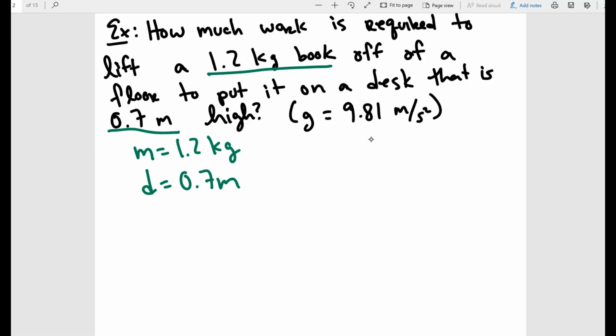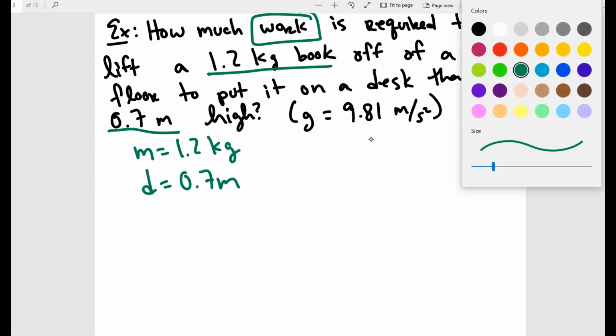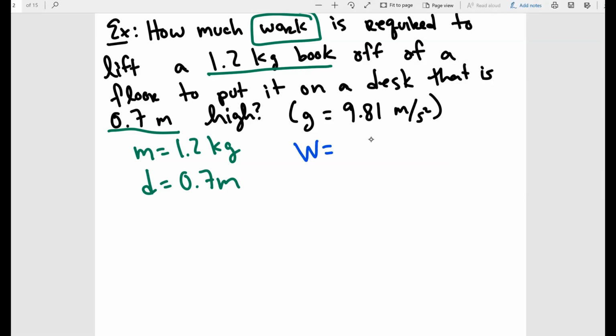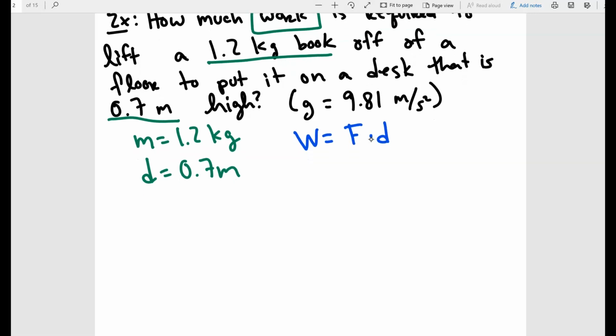Okay, and we want to figure out how much work is required to do this type of task. So we know that our work is equal to the force times the distance. Now, notice that we have our distance. Our distance is just 0.7, but we don't have our force. Our force is not this 1.2.